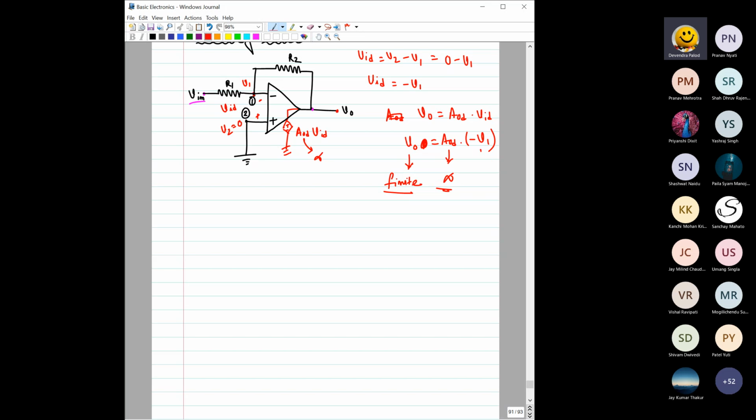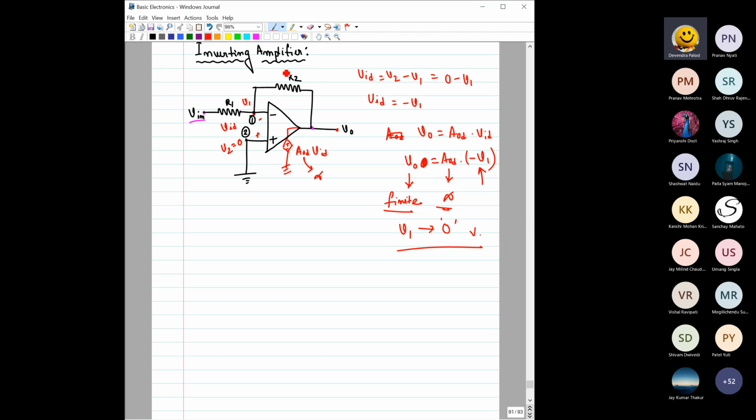Then what would be the value of this V1? Then V1 would also be at zero potential, isn't it? So V1 would also now be at zero potential, because this is infinite, this is finite. So this is a finite number divided by infinite, so this V1 also equals 0. So this potential here is similar to this potential, right?